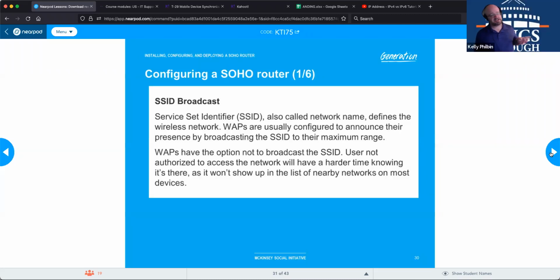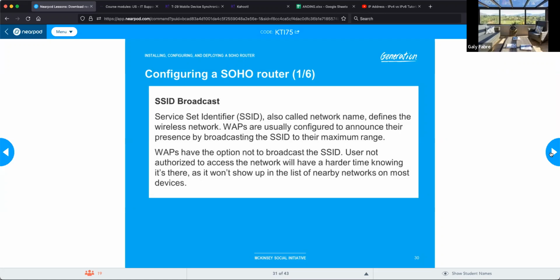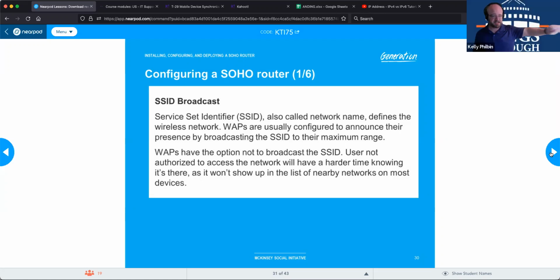Here's the thing: most people think the SSID and password for their Wi-Fi, which is what we're talking about here, is the same as the SSID and password for their router. They are not the same thing. No, those are not the same things.